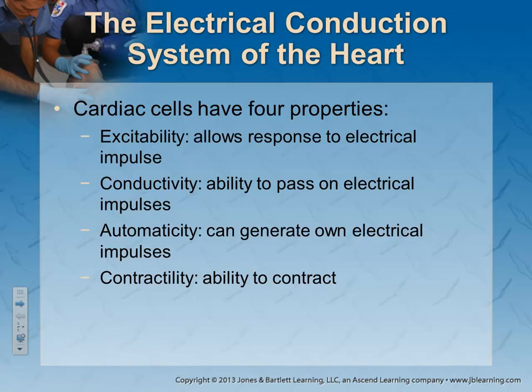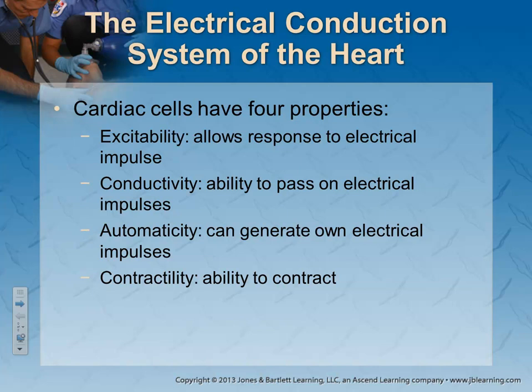So just revisiting this, cardiac cells have four properties: excitability, conductivity, automaticity, and contractility. Excitability is what allows the response. It allows the stimulus. It's really what gets the process of depolarization going. Alright? Depolarization is going to be contraction.